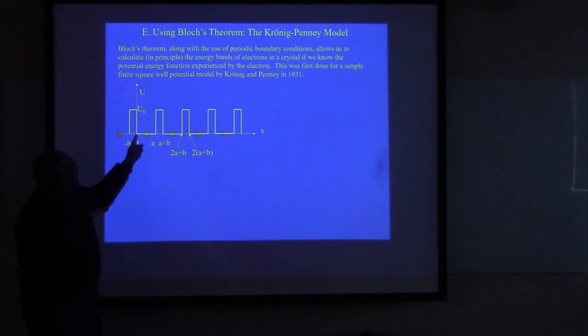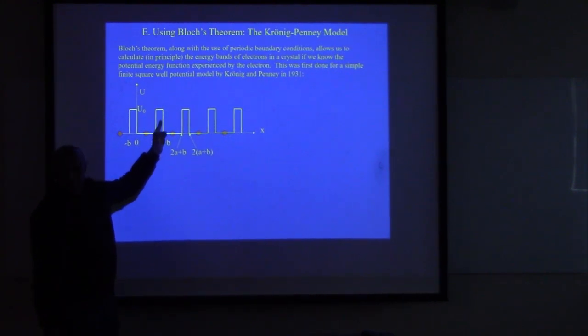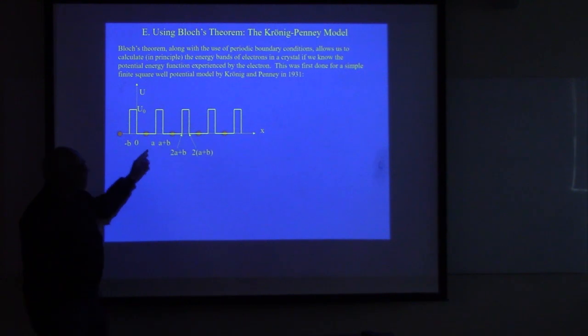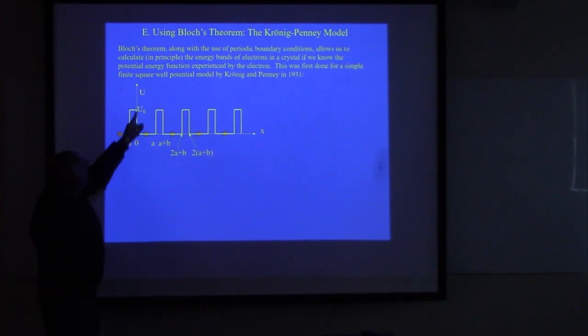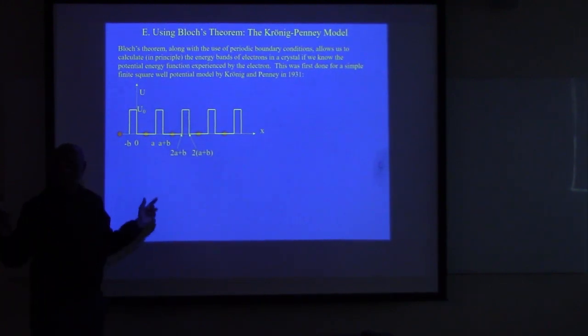No. Actually, from here to here it is A. This width is B. The potential width is B. That means the periodicity is actually A plus B, right? If you look at the leading edge here, if you start from here to here, what is the distance? This is A, this is B. Your periodicity is A plus B.